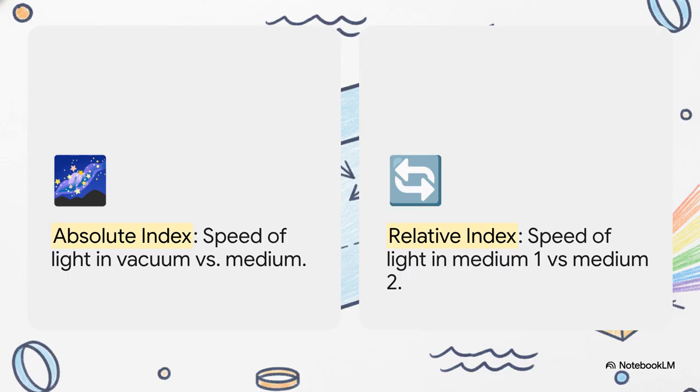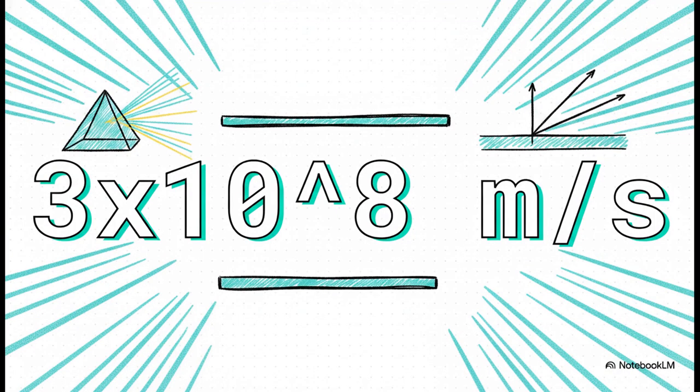That is your ultimate baseline. Relative refractive index, on the other hand, is when you're comparing the speed in medium 1 directly to the speed in medium 2. To anchor your numerical mastery, you need this bold number burned into your brain. 3 times 10 to the power of 8 meters per second.